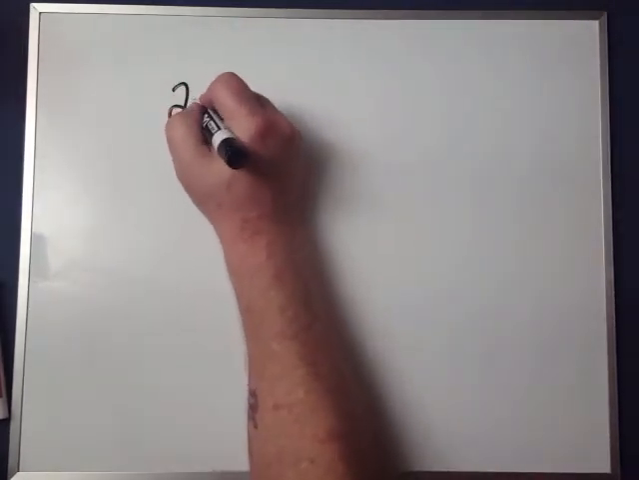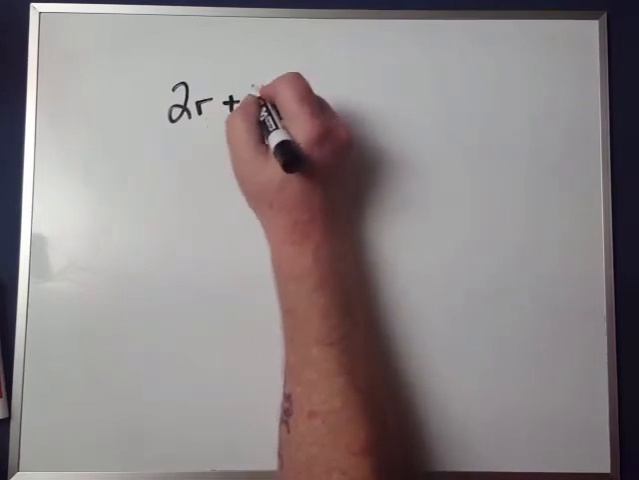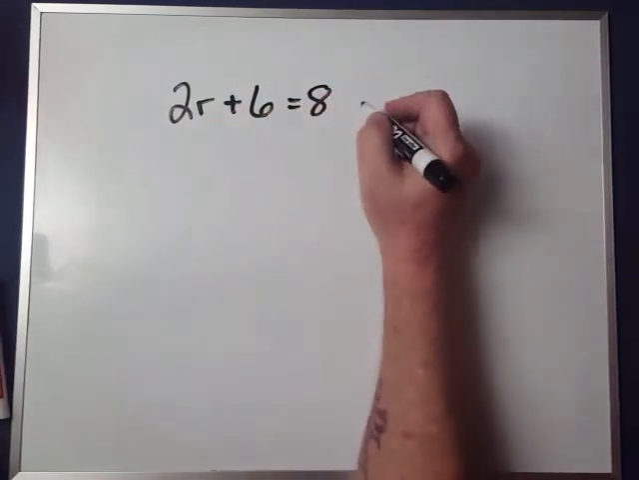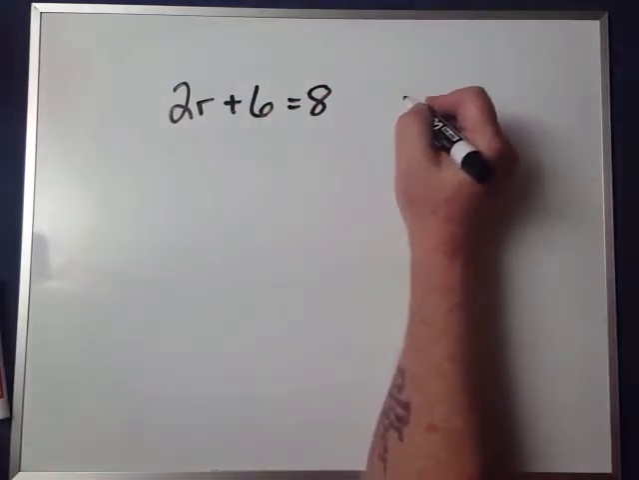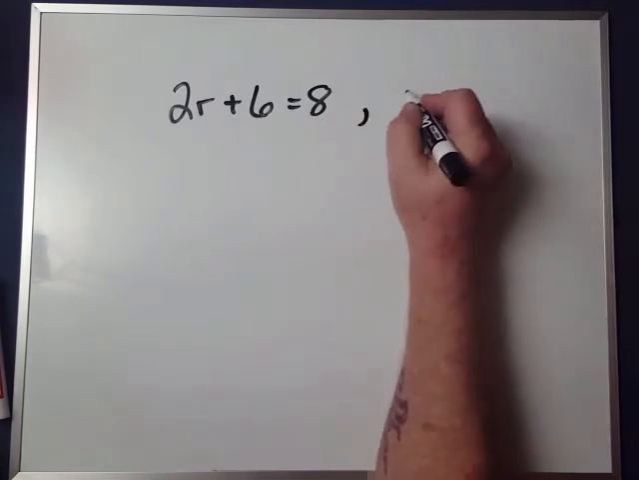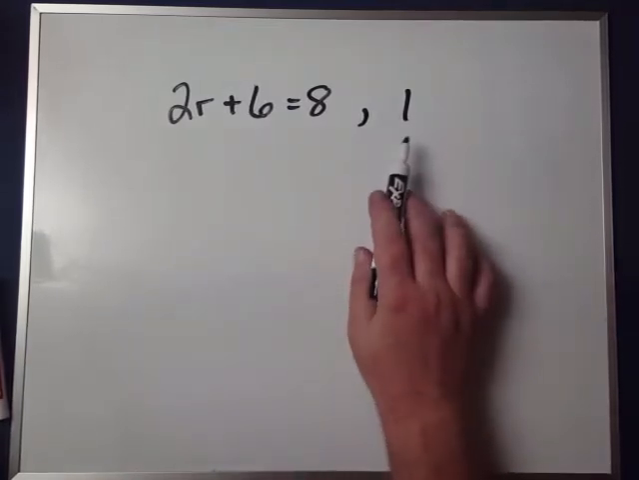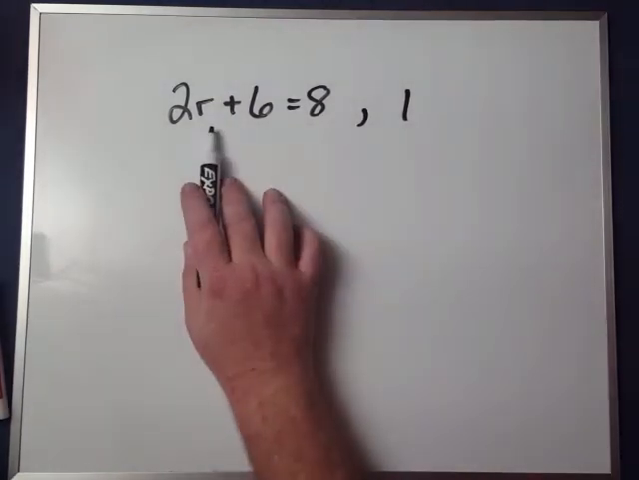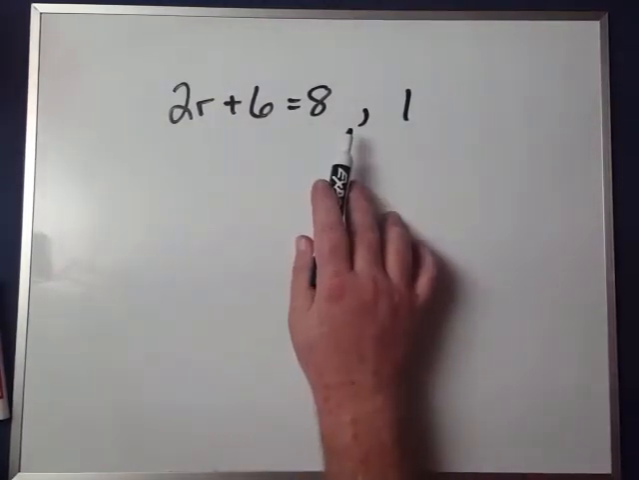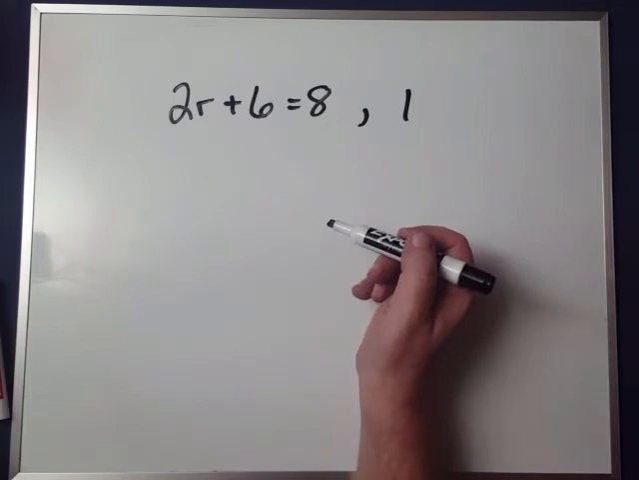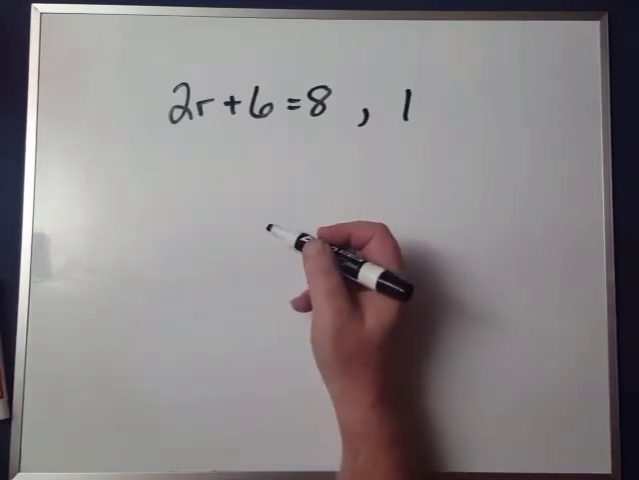The equation 2r plus 6 equals 8. And they want to know, is 1 a solution? The instructions say decide whether each equation has the given number as a solution. What is a solution? It is a value I can plug back in for the variable that makes the original statement true. So, very simply, we plug 1 in for r, and we see if it's true.